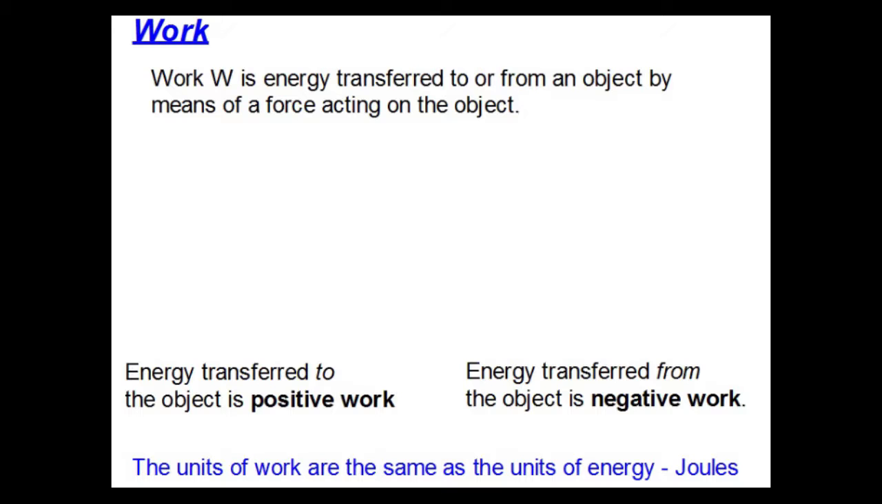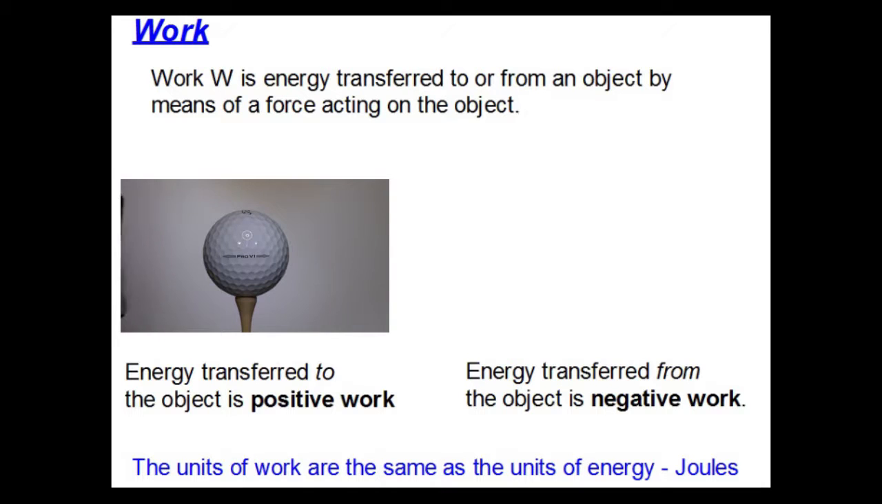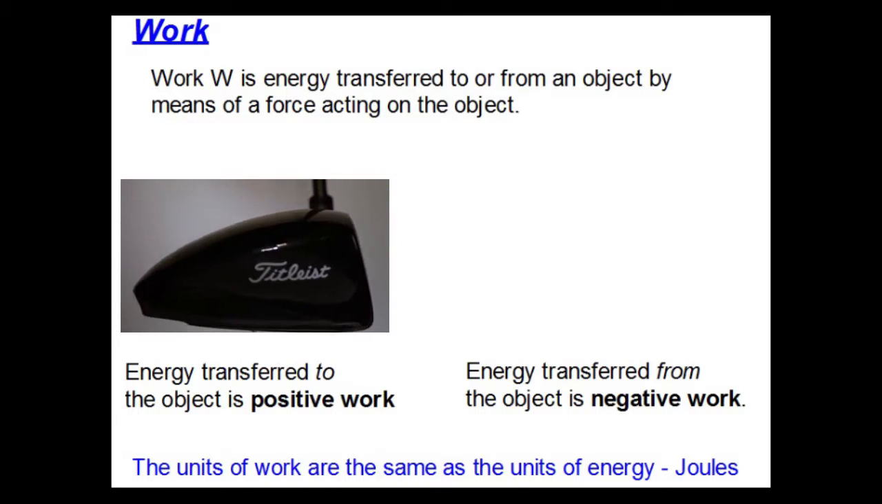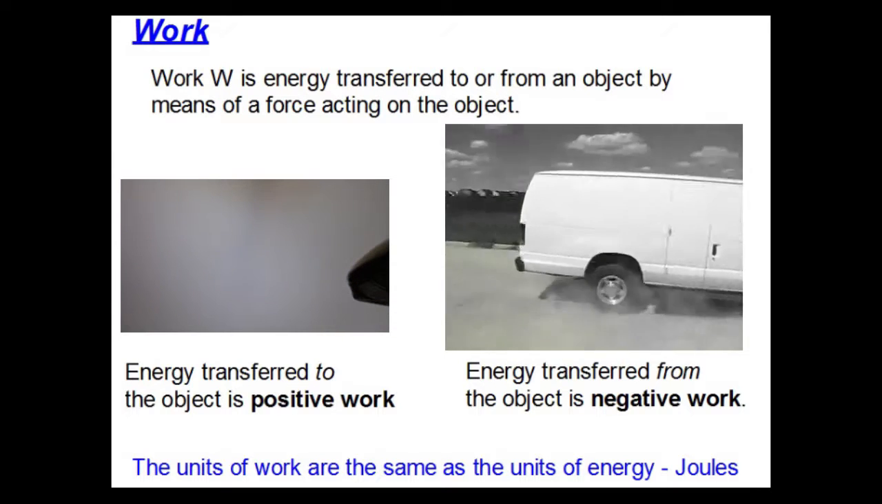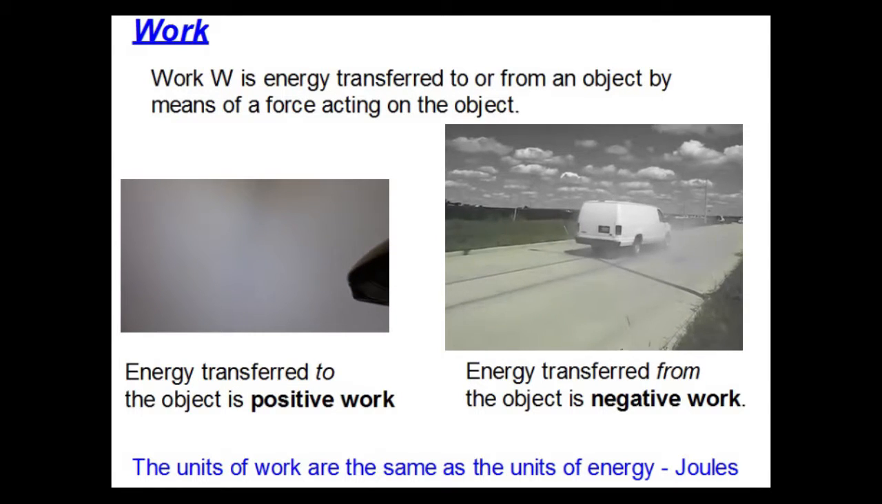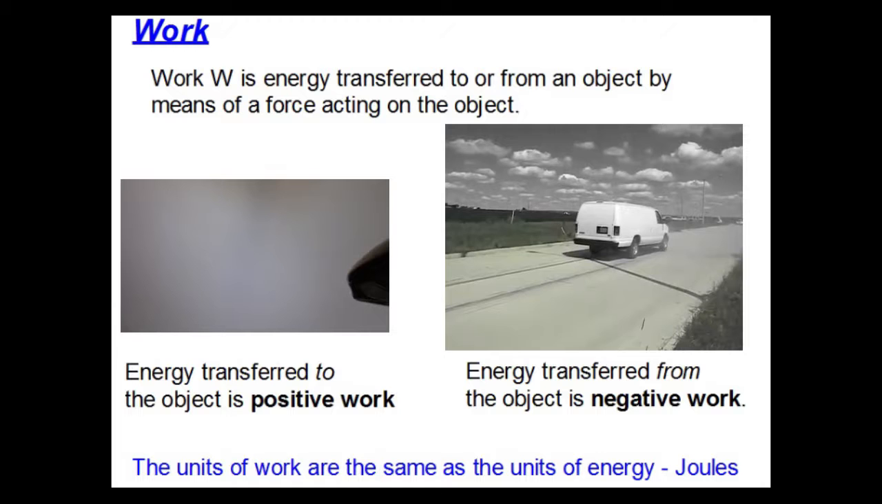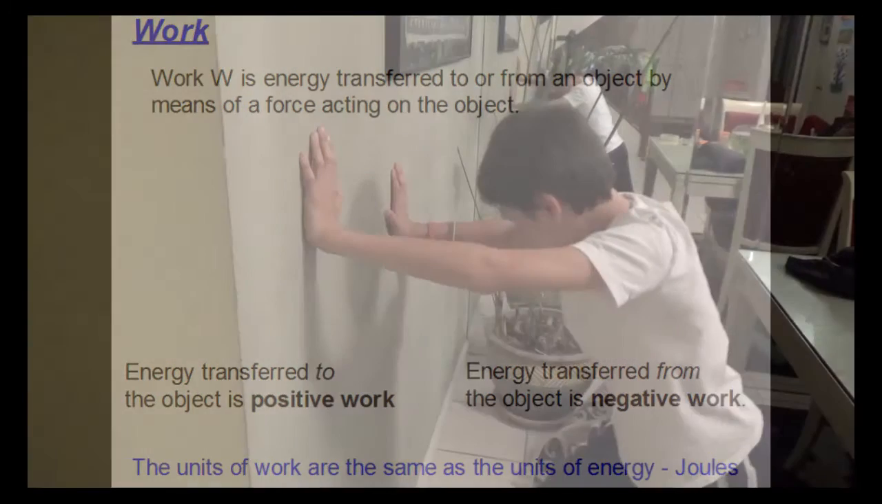Work, W, is energy transferred to or from an object by means of a force acting on the object. Energy transferred to the object is positive work, and energy transferred from the object is negative work. And the units of work are the same as the units of energy, joules.